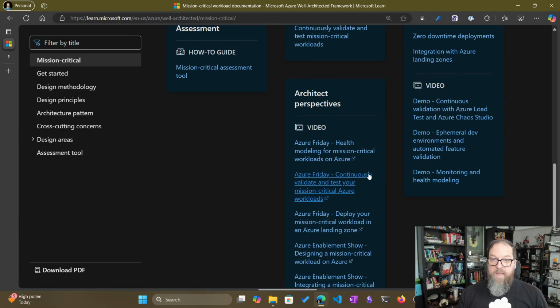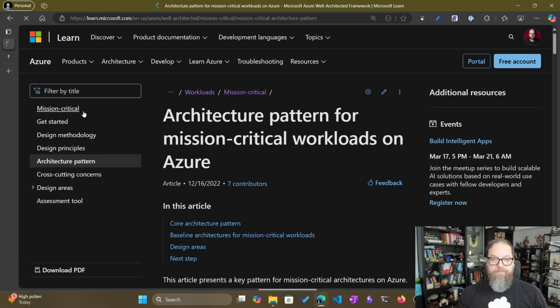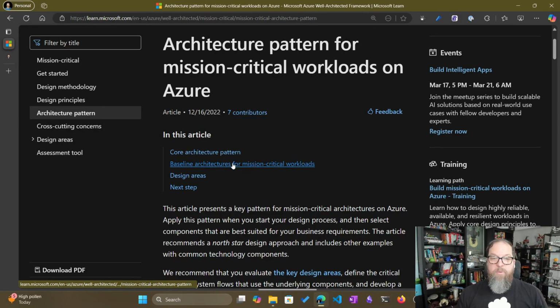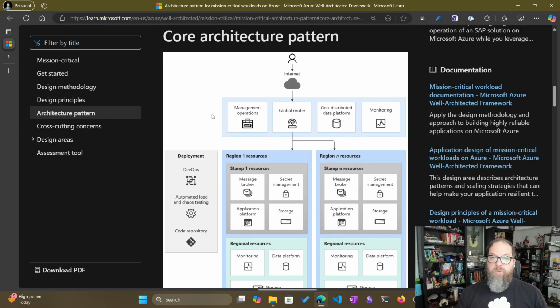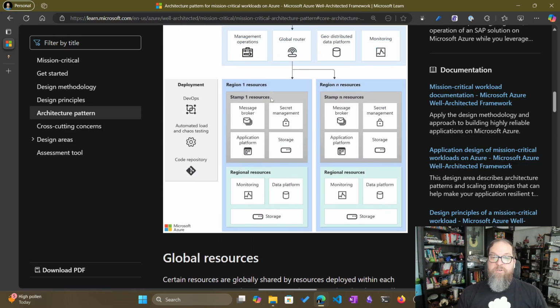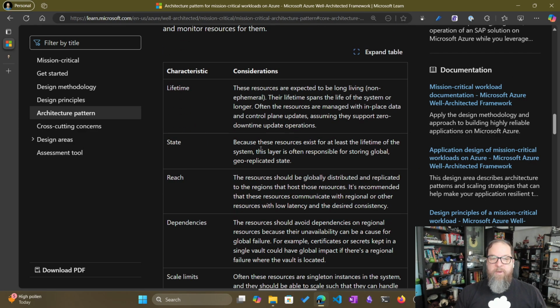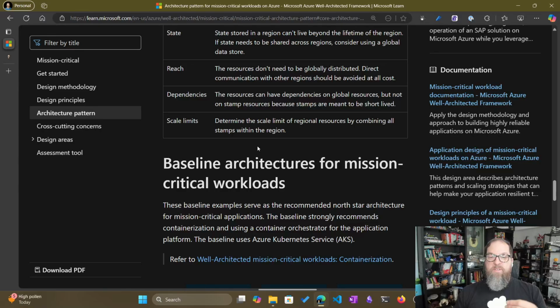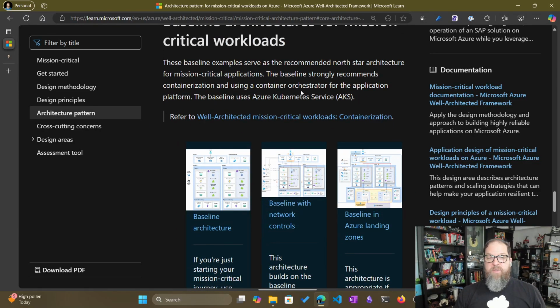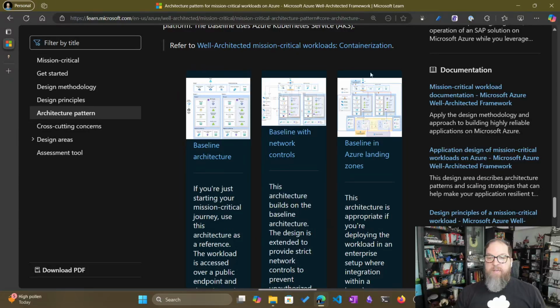There's videos against this. And so if we look at the pattern, it actually is a scalable pattern. So maybe we have some sort of global data platform and router and monitoring, and we have regional stamps. We can stamp out our regions, so we can have multiple stamps if we want to scale out globally. We have discussions around why we're doing things a certain way. There's even, if you look here, it actually grows.